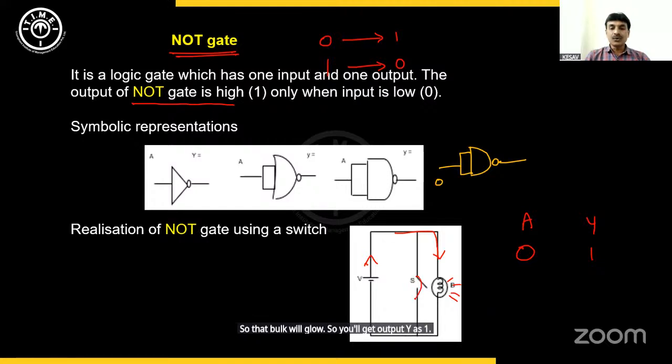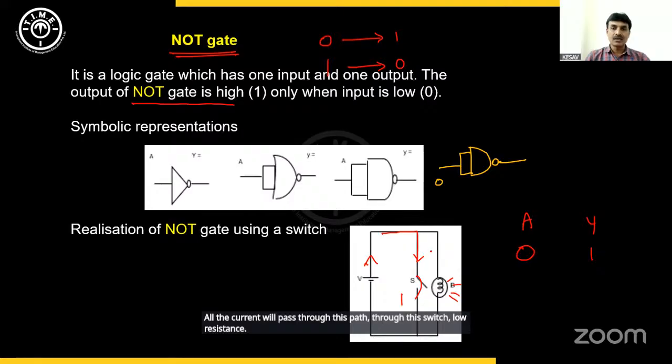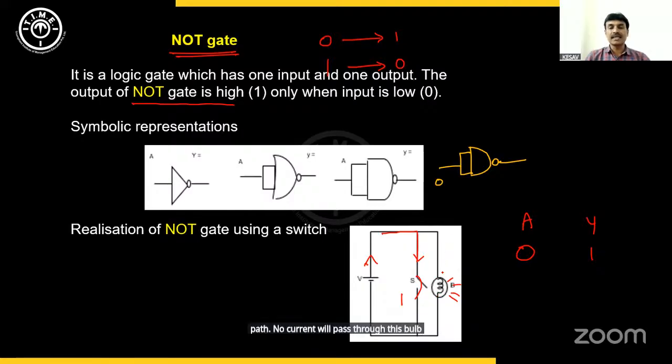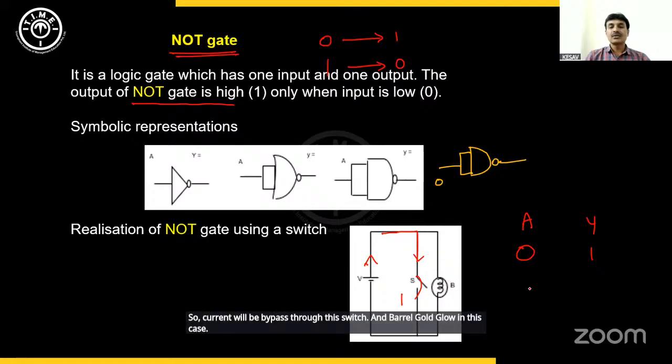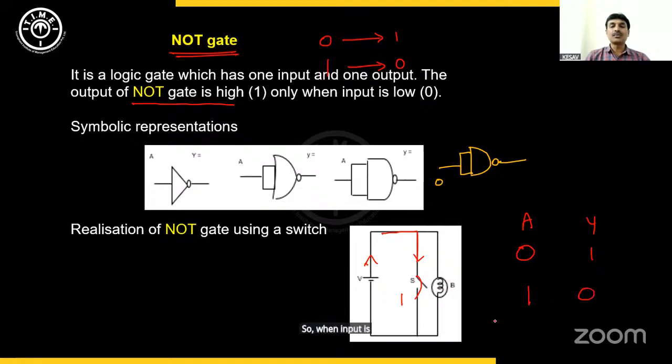What happens if you close this switch? Once the switch is closed, that means when this input is made 1, all the current will pass through this path, through this switch, low resistance path. No current will pass through this bulb because there is high resistance. So current will be bypassed through this switch and the bulb won't glow in this case. So when input is 1, output becomes 0. That's what is NOT operation, right? The input gets inverted, negated. 0 becomes 1, 1 becomes 0.